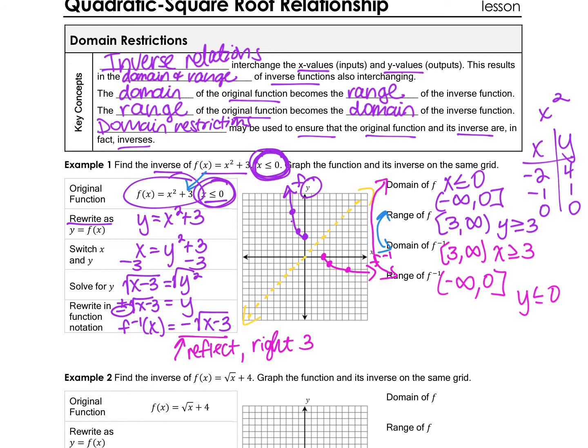Okay, so it is not necessary to write a domain restriction for a square root function because it's obvious from its graph. So we know the square root function is only half of a parabola there. So that's why we had to only use this negative piece in order to match this domain restriction on the original.